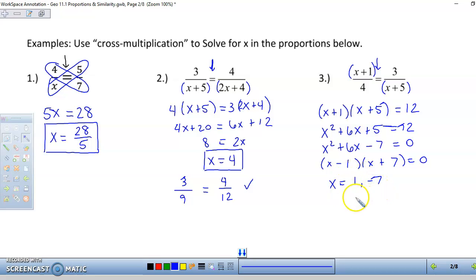Now, if this is not within a geometry context, you are going to keep both answers. So both of those answers are going to work in the algebra equation. You only have to check if the answers work if you were given side lengths or angle measures, then you would have to do a little more work. But if it's just an algebra equation, both of those should work.